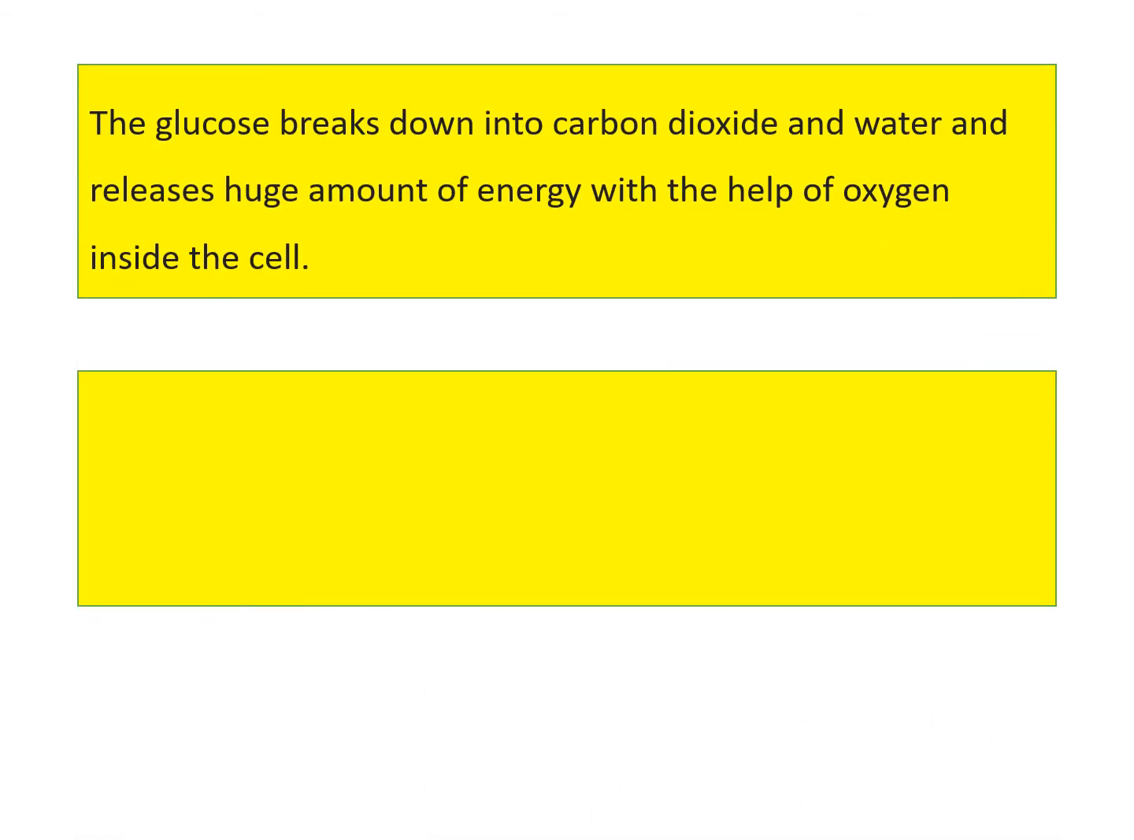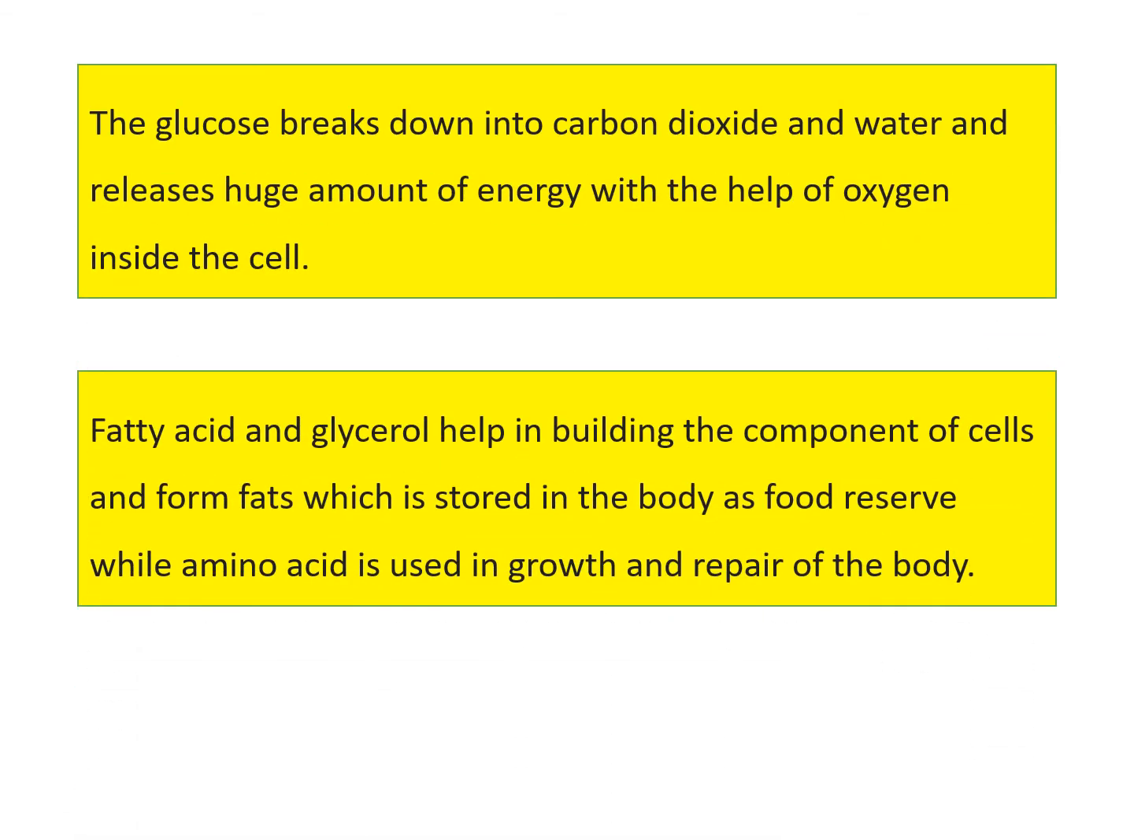So this is known as the assimilation process, right? Now the products of digestion, like glucose, which breaks down into carbon dioxide and water, release a huge amount of energy with the help of oxygen inside the cell. Fatty acids and glycerol help in building the components of the cell, and from the fats which are stored in the body as food reserve, while the amino acids are used in the growth and repair of the body.